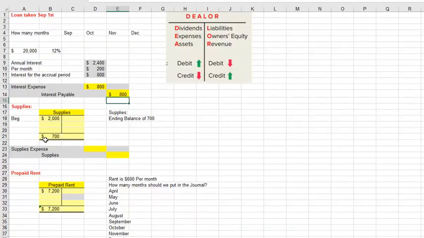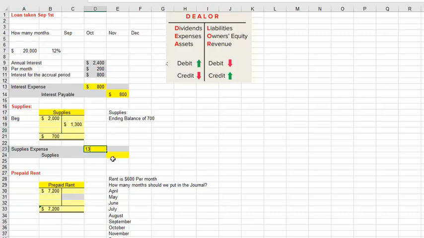So here's what we've got as of 12/31. We know that we had $2,000 in our supplies. We've done a count and we know the ending balance should be $700. What do I need to do for a journal entry to take this from supplies of $2,000 down to supplies of $700? That is going to be an adjusting entry of $1,300. $2,000 minus $1,300 is $700.